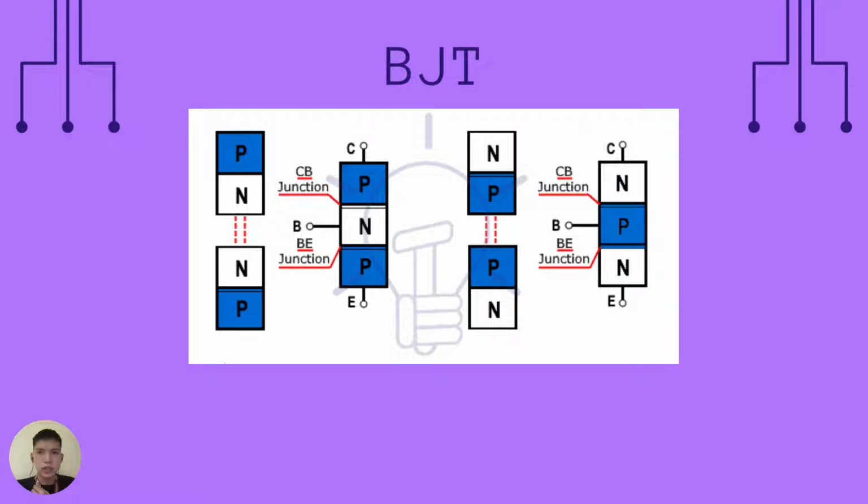So a BJT is made of three alternating layers of P-type and N-type semiconductor materials. NPN is made by sandwiching the P layer between the two N layers, while PNP is made by sandwiching the N layer between the two P layers. So since there are three alternating layers, there are two PN junctions in a BJT transistor. Thus, the name junction transistor.